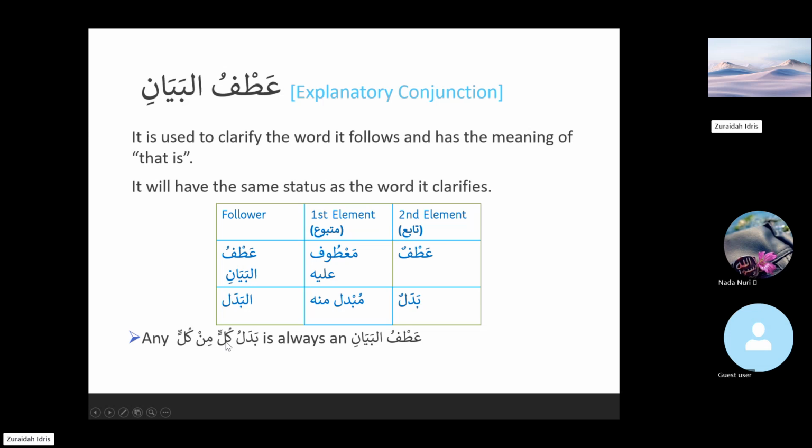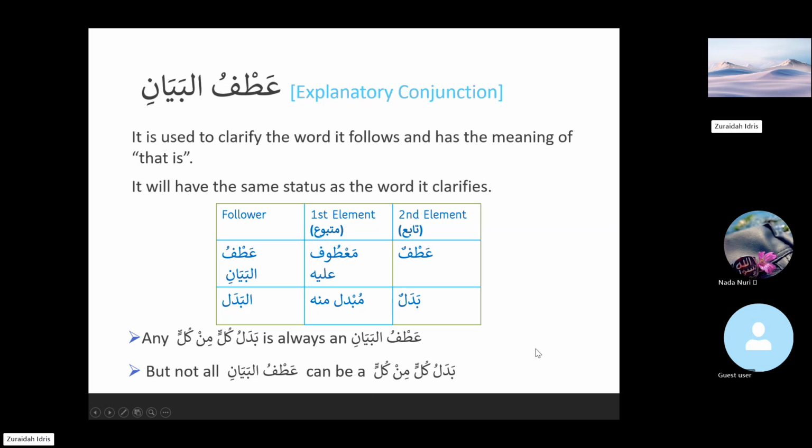Now, when I mention badal from now onwards, I'm only referring to kull min kull. So I don't have to say it's badal ba'd min kull or ishtimal. We're talking about badal kull min kull from this point onwards. It is always an atf bayan. So if it's a badal, you can call it atf bayan if you want. But an atf bayan, not all of them can be a badal. So this is not clear yet. Hopefully, inshallah, by the end of this lesson, it becomes clear.